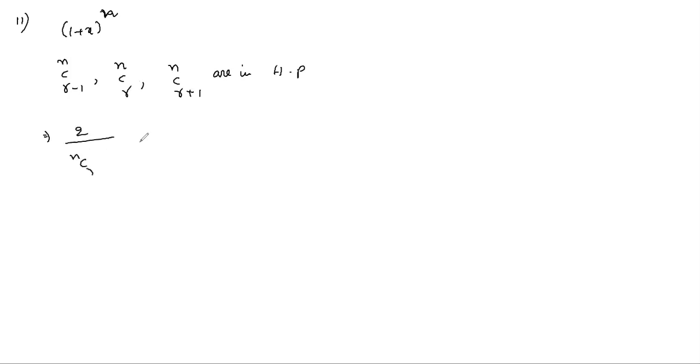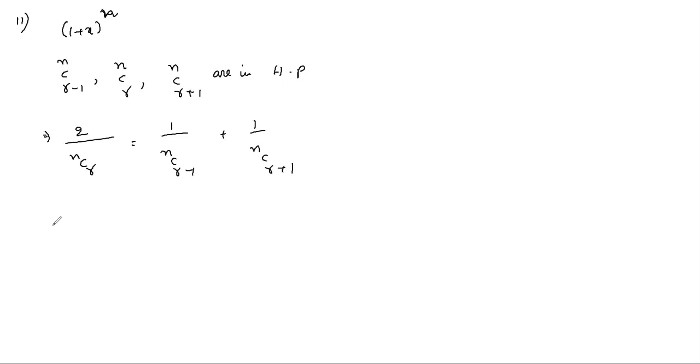In the binomial expansion of 1 plus x whole power n, the binomial coefficients of 3 consecutive terms are in HP. So you can take nC r minus 1, nC r, nC r plus 1 are in HP. I am taking these 3 in HP. Now we have to find the maximum value of n. If these are in HP, 2 by b equals 1 by a plus 1 by c.